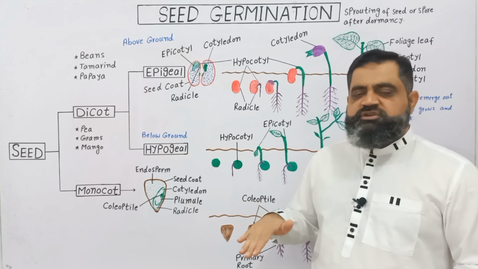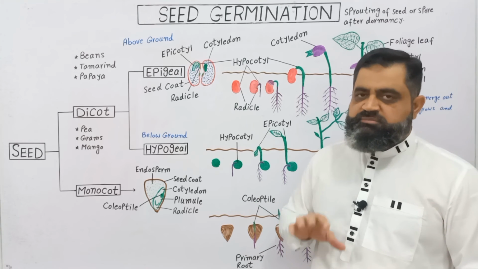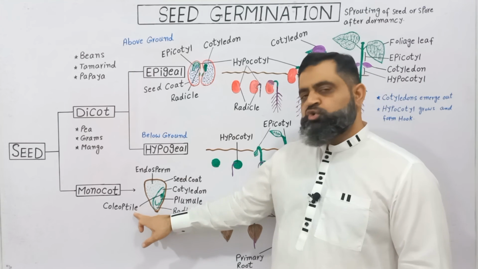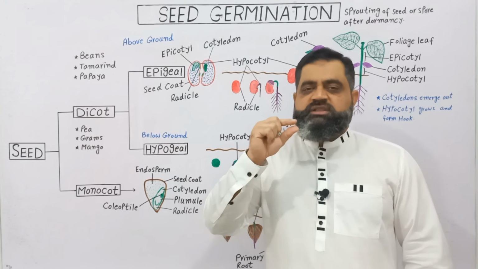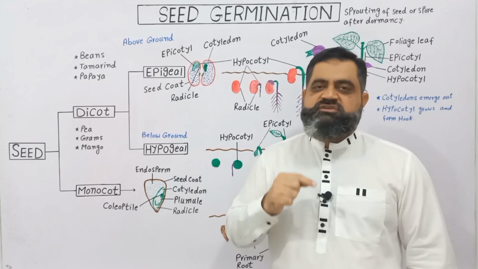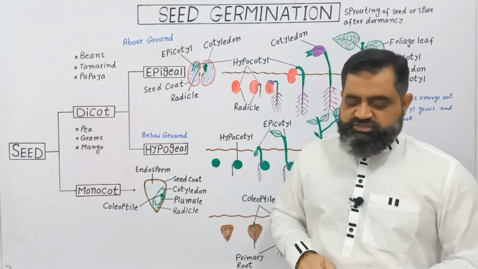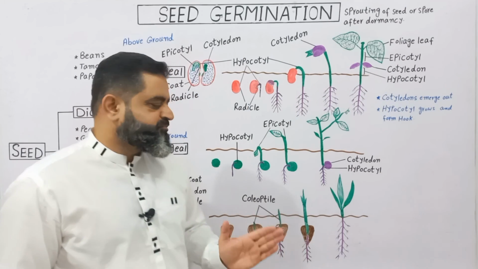Usually this type of germination is also known as hypogeal germination, but in this case a special part of the embryo, known as the coleoptile, takes part. The coleoptile is a thin protective sheath which surrounds the embryo and takes part in the process of germination. Now let's look at the diagram.